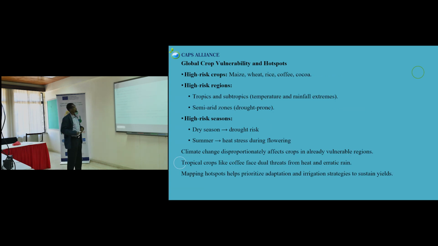Global crop vulnerability and hotspots. High-risk crops: maize, wheat, I think coffee. High-risk regions: tropics, because of high temperatures and drought. High-risk seasons: dry season, of course, that is something which is obvious. Summer, we don't have summer here, but we have summer in Europe, we have summer in the US, we have summer in the southern hemisphere, but we don't have it here. Next.